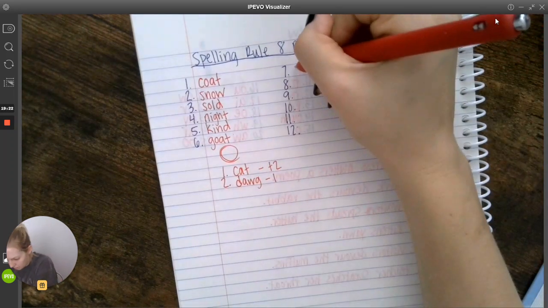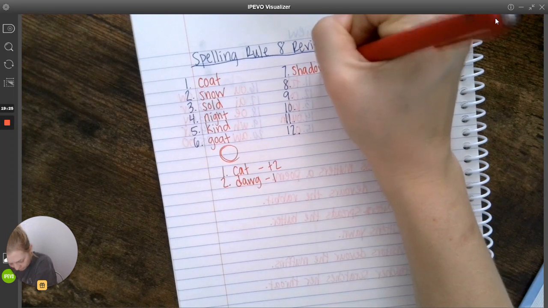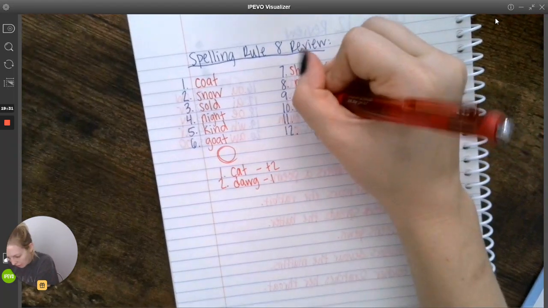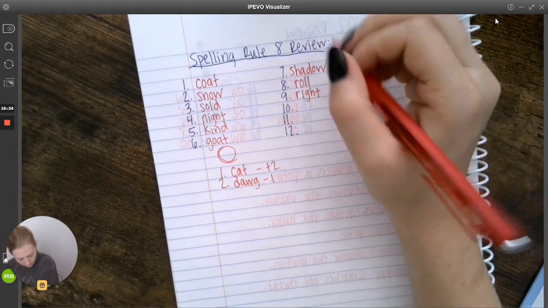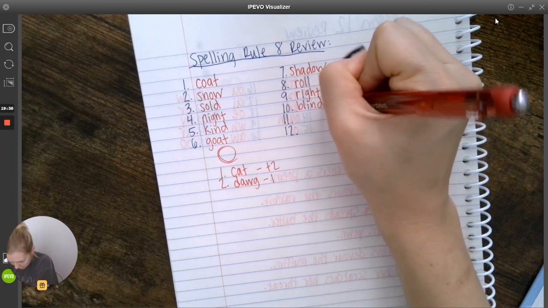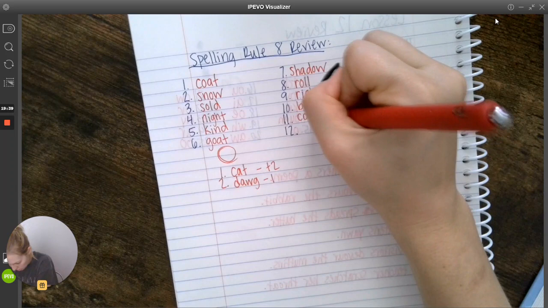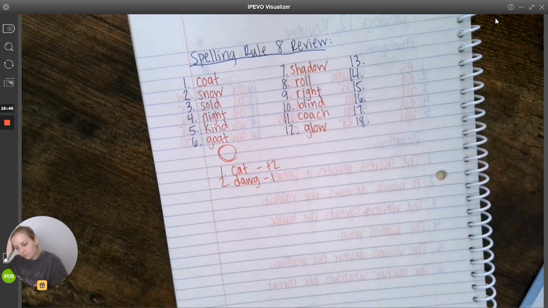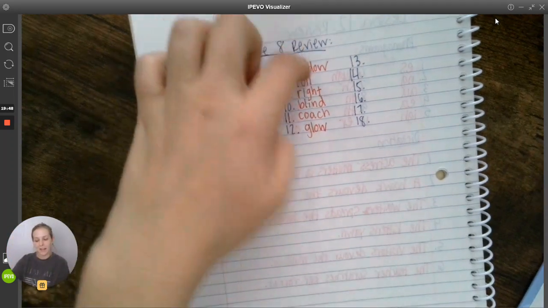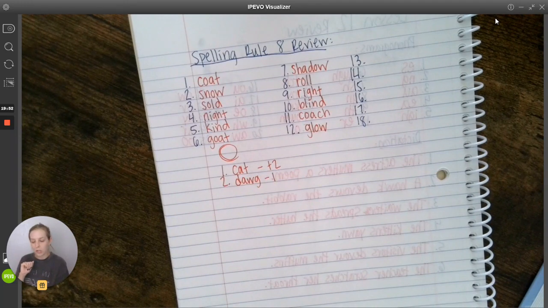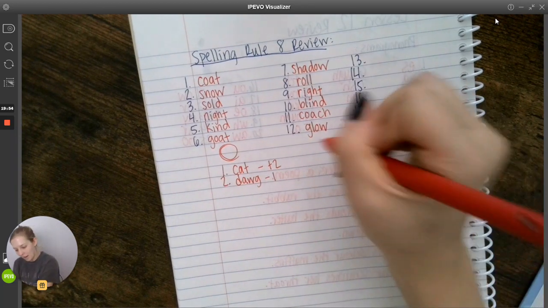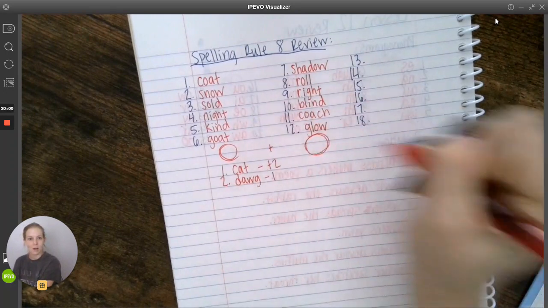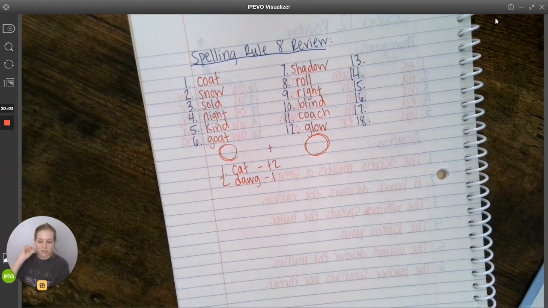All right, let's check. We have shadow and roll and right, blind, coach, and glow. All right, again, 2 points for the correctly spelled words, -1 for the incorrect words. Write your score under there. And we'll add them all up at the end, and we'll see who gets the most.